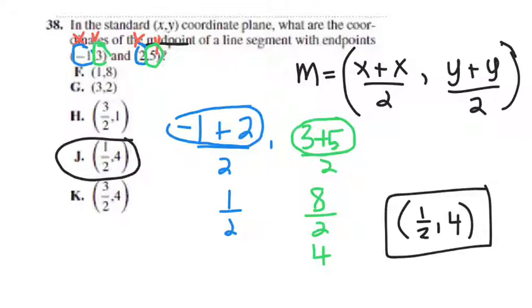If it had been like 3/2 and it could have been H or K, then you would have to keep working. But since J was the only answer with 1/2 in it, we knew the answer was J just from doing the x's, and we could stop. Again, time management is going to be super important on the ACT and SAT, so any time that you can save and use towards another problem is good.